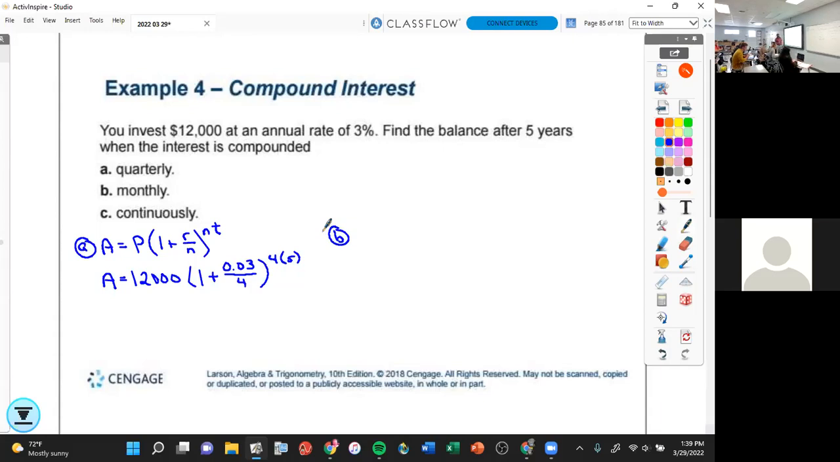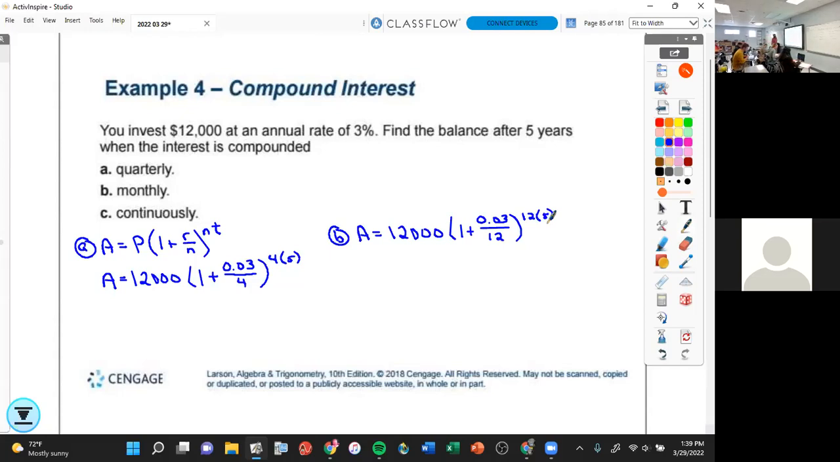Okay. Part B, monthly. Same equation. Do we know A? No. We still don't know A. What's P? 12,000. Still 12,000 times 1 plus, has R changed? No. Still 3%, 0.03 divided by 12, monthly, 12 months in a year. So we're compounding it 12 times. N is 12, raised to the 12 times 5 power. Now, is that answer going to be bigger than this first number? Slightly, it will be.